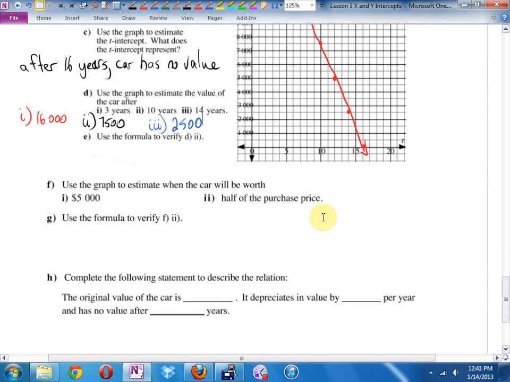F. When will the car be worth 5,000? Okay, now I'm going to start on the y-axis. It's worth 5,000 here. Read across, read across, drop down, down, down. When will it be worth $5,000? 12 years. 12 years? Yeah?